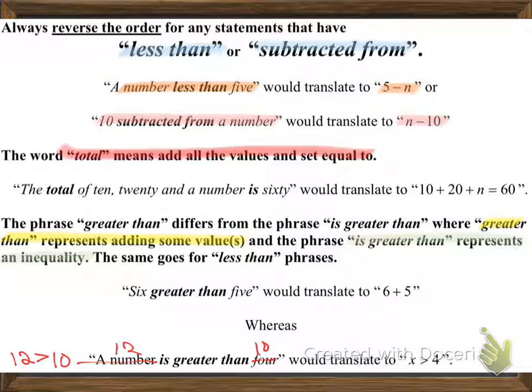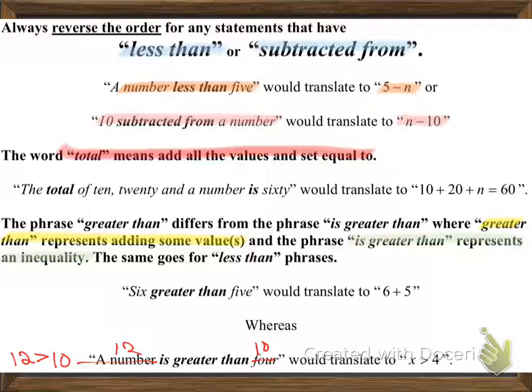All right, so the main things that I want you to take away from this page: "less than" and "subtracted from" are the two exceptions to our rules of the order of left to right. They're flip-flopped. "Less than" and "subtracted from" are flip-flopped. And then "total" means add up all the pieces. And then there's a difference between "greater than" and "is greater than."